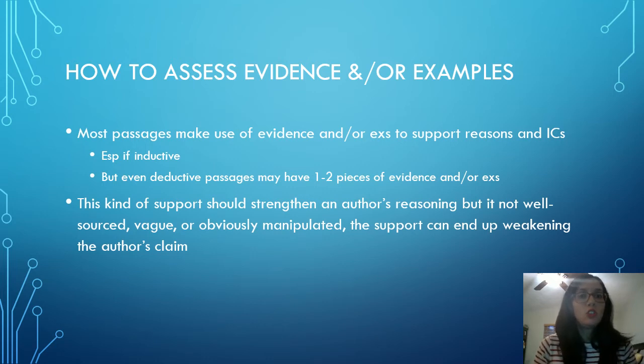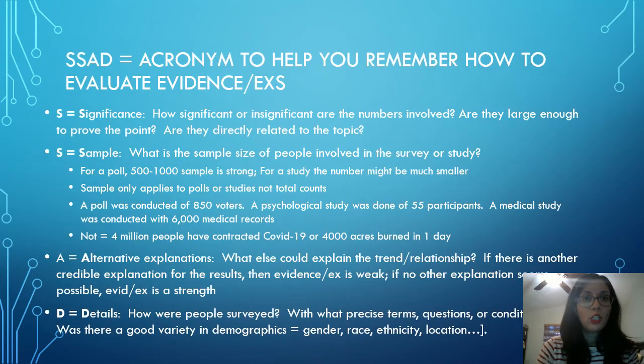This should naturally strengthen an author's reasoning, but there could be cases where the sources are vague or none of them are sourced, or we can tell that the information has been manipulated, and then it can end up weakening the author's claims. So we have to look out for that. And so I'm going to teach you a new acronym to learn how to do this. It's called SSAD, S-S-A-D. So RAVEN and SSAD will become the two main acronyms that you use to assess the source or to assess the use of evidence.